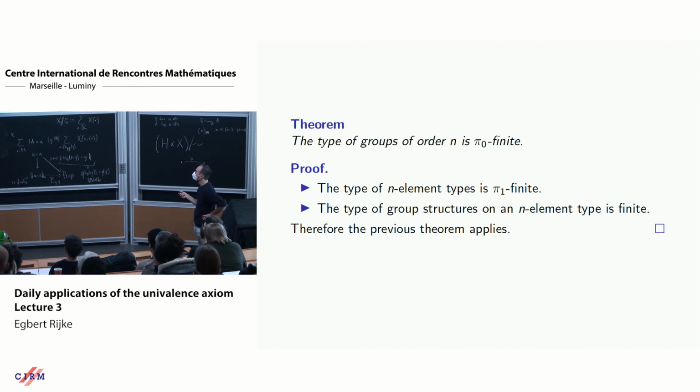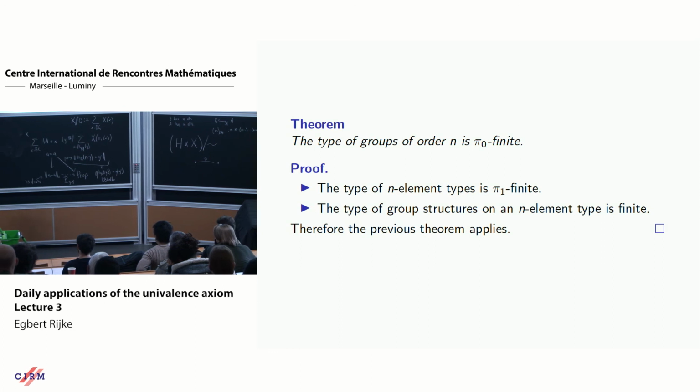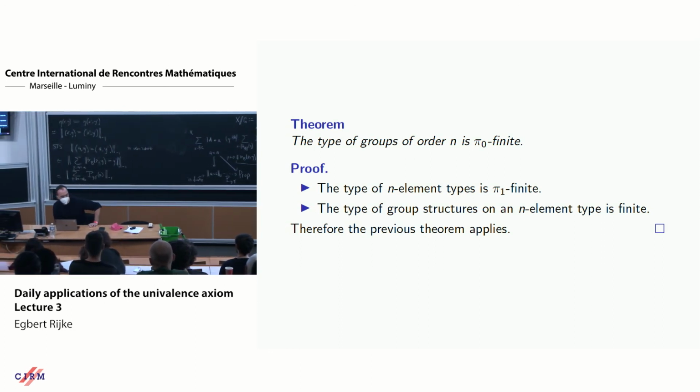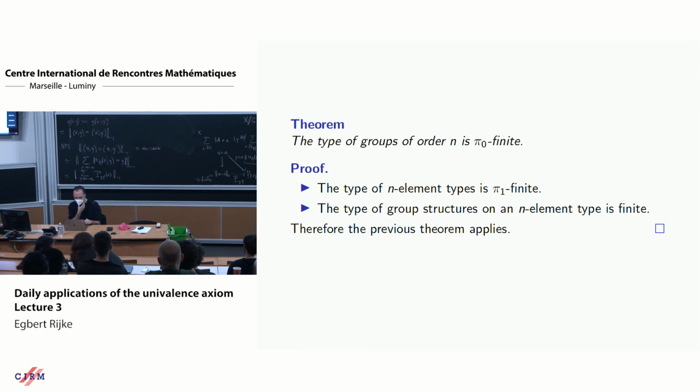And the number of group structures is just built out of pi sigma and identity type on the finite set, so that's also going to be finite. So the previous theorem applies, and we conclude that the type of group of order n is pi0 finite. And I have one last thing to show in ECDA, which is kind of cool. I formalized this whole argument.